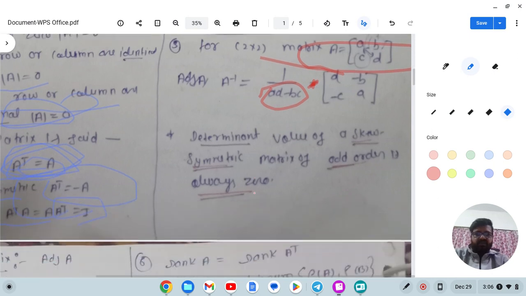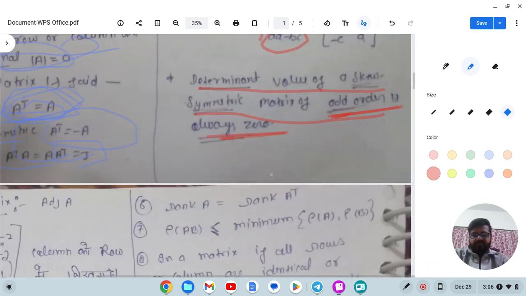Now, the determinant value of a skew symmetric matrix of odd order is always 0. This is a very important point. Determinant value of a skew symmetric matrix of odd order, what order? Odd order, is always 0.